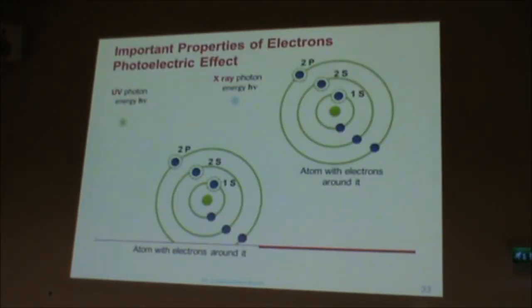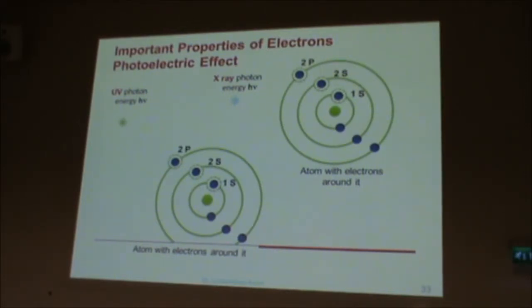Now, when you take an atom, you have atoms with shells of electrons, okay? And electrons in atoms can be split into two parts. One is the valence electron, which is the outermost electron, and you have the core electrons.